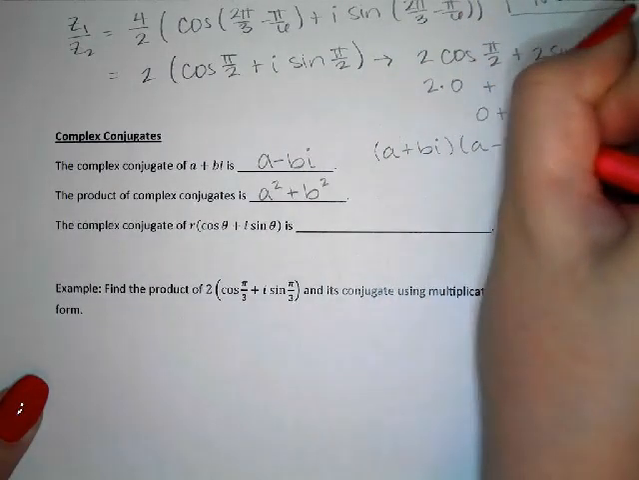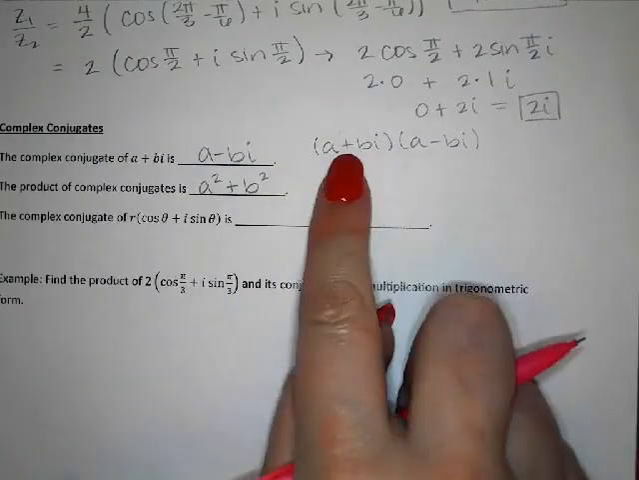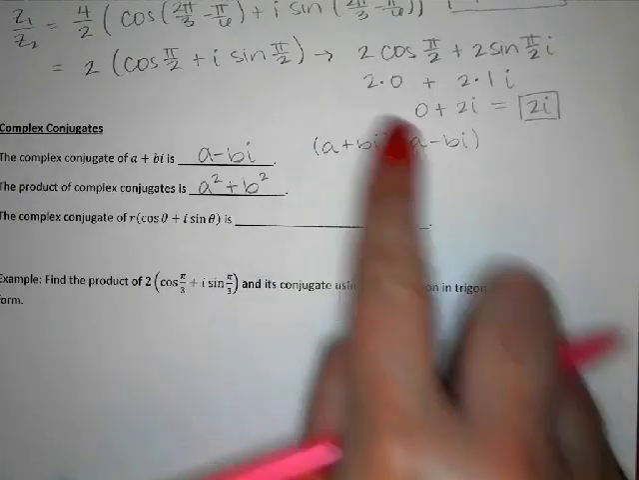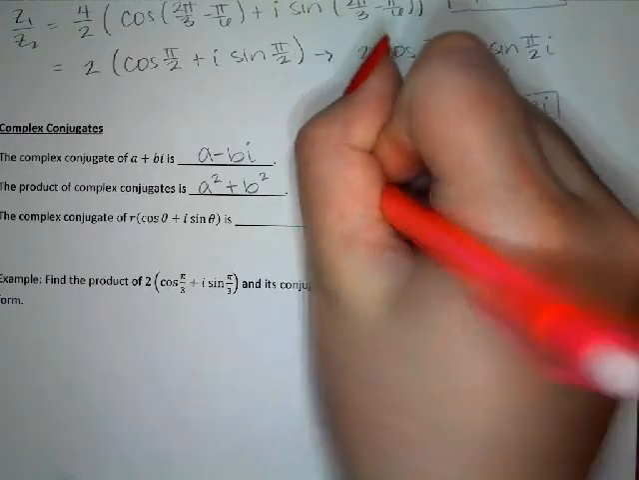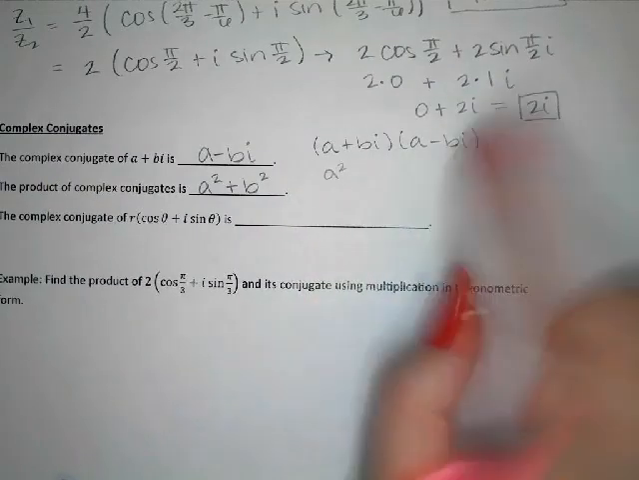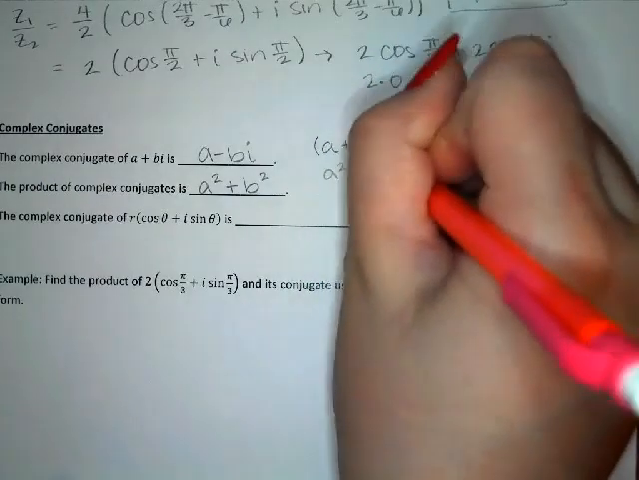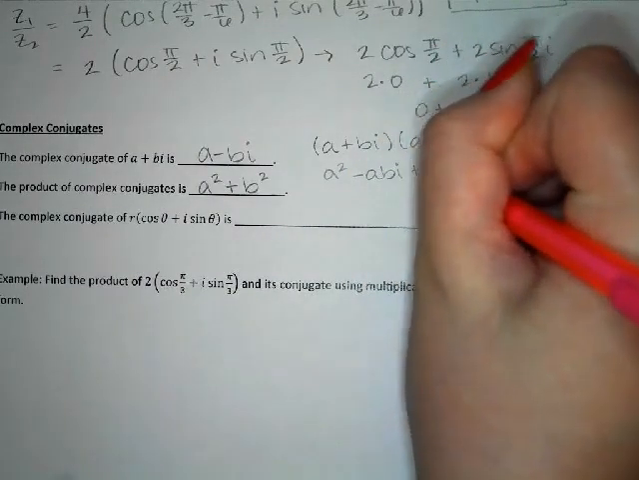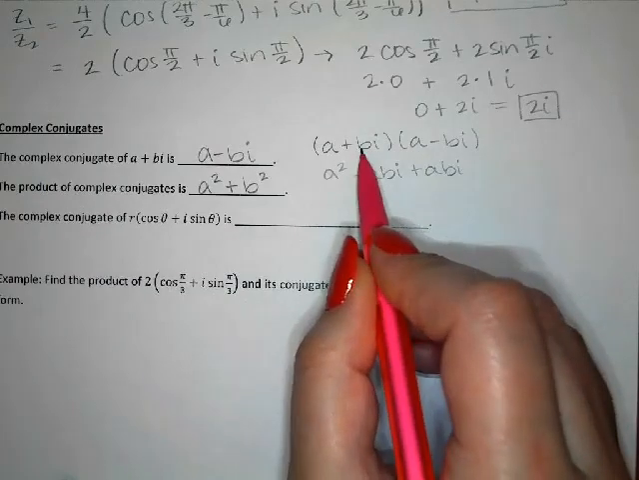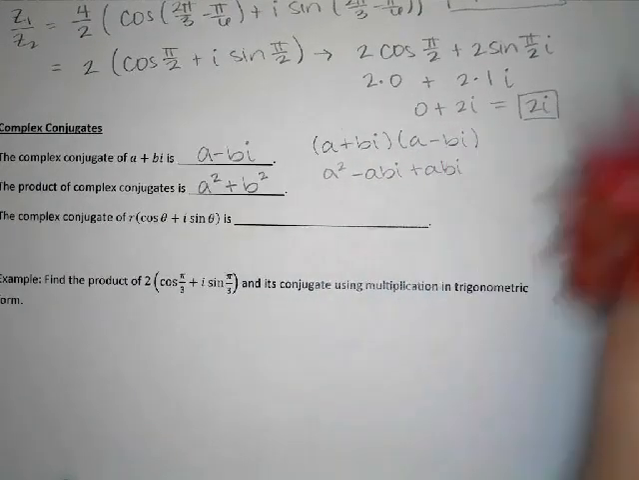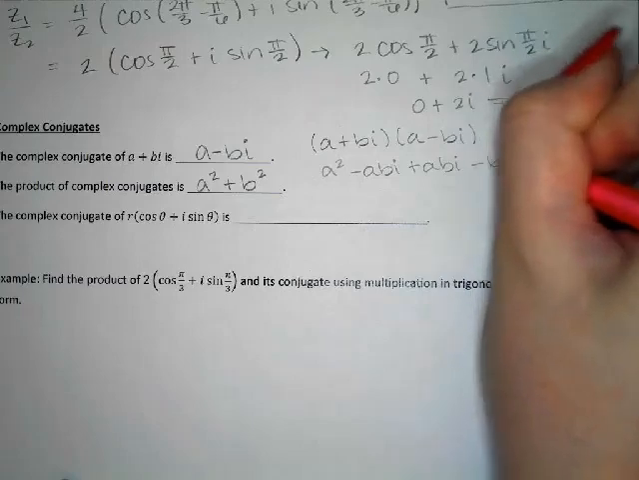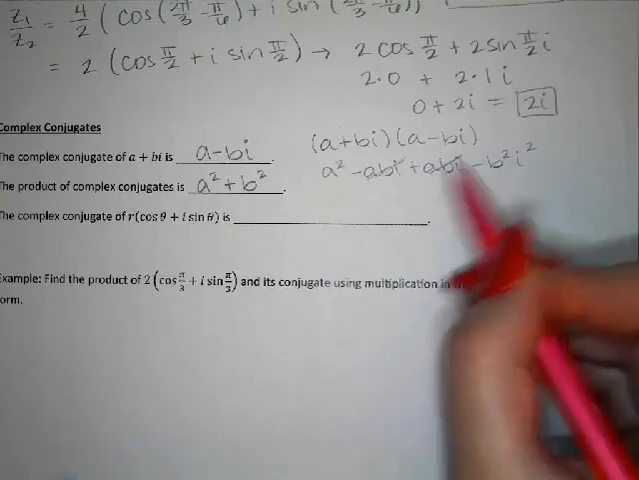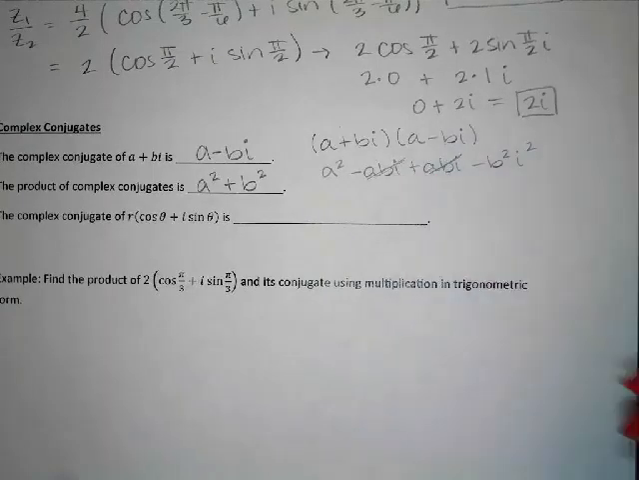So I have a times a is a squared. A times negative bi is negative abi. Bi times a is positive abi. And then positive bi times negative bi is negative b squared i squared. So these two terms cancel out, which always happens whenever we have conjugates. The two middle terms always cancel out. And then one thing we have to remember from when we first learned about complex numbers is that i squared is negative 1.